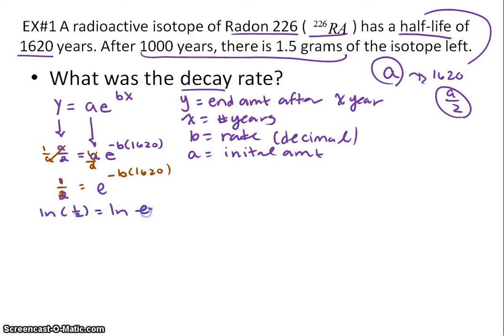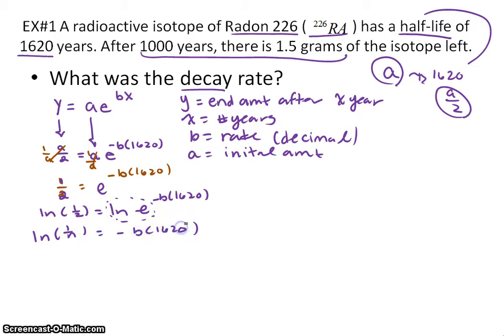So I'm going to take the natural log of e to the minus b times 1620. My e and my natural log cancel off using the properties that we discussed last time. And so I have ln of 1/2 is minus b times 1620. And I want to solve for b, my decay rate. So I'm just going to divide both sides by negative 1620.